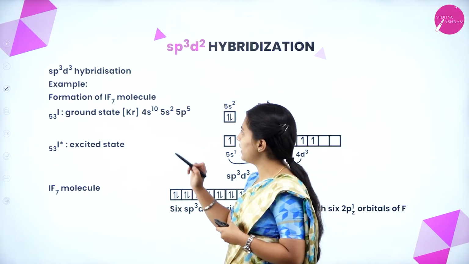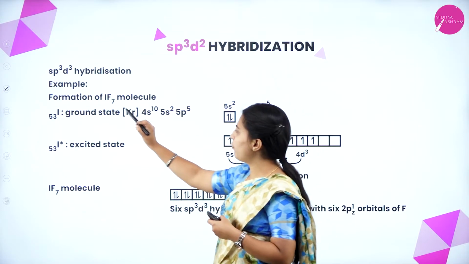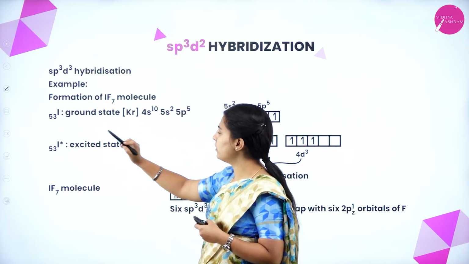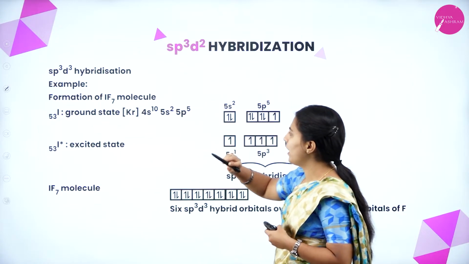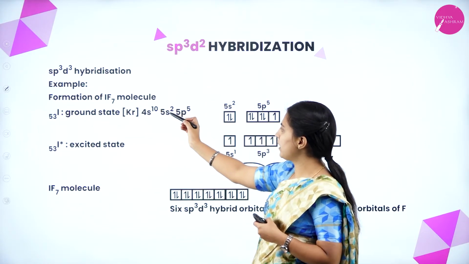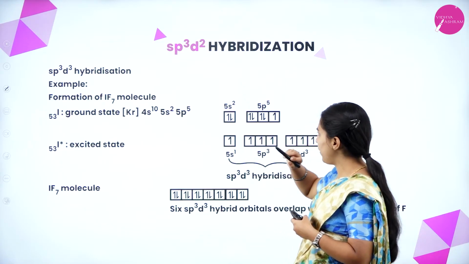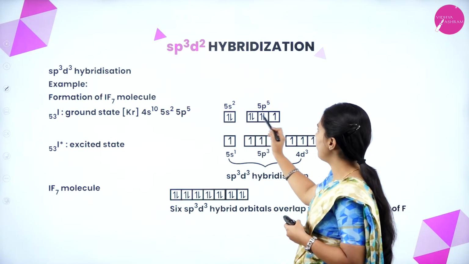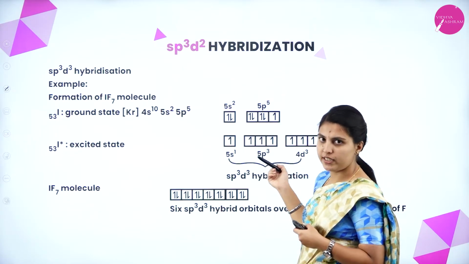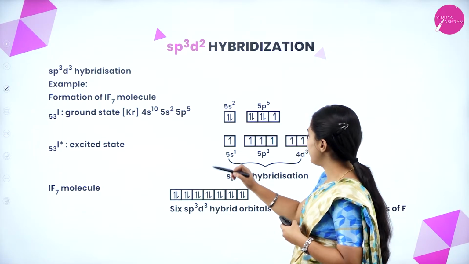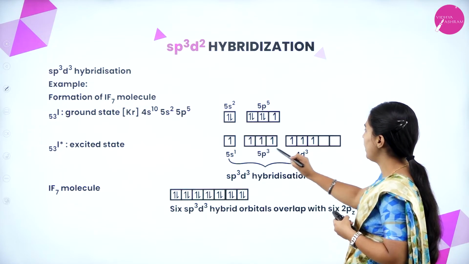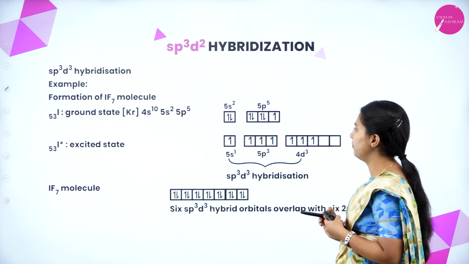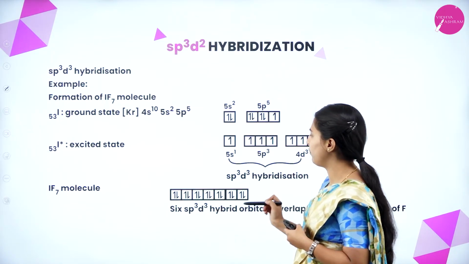Next one, sp3d3 hybridization. Example, formation of IF7 molecule. See here, iodine 53 is the atomic number, ground state. Krypton, after krypton 4d10, 5s2, 5p5. We have to take 5s2 and 5p5, the external valence shell. In the excited state, this will jump here. sp3 and 4d3 will form. Overall sp3 and d3 will form.